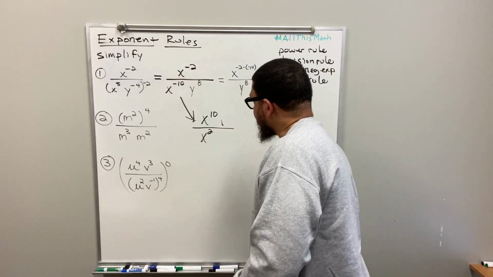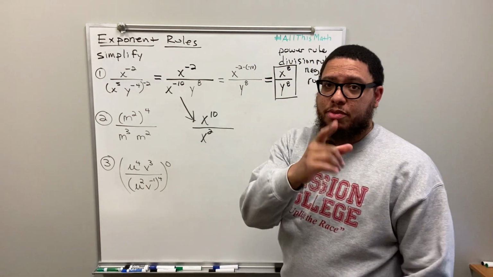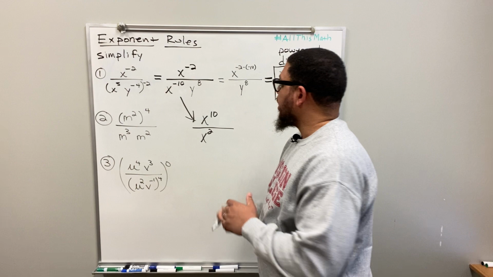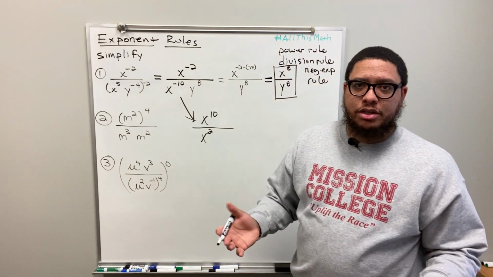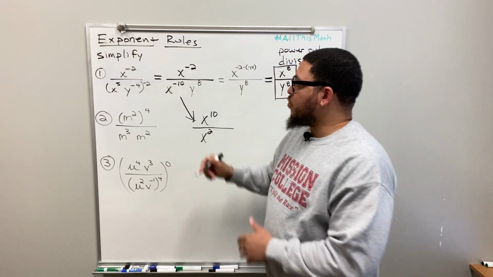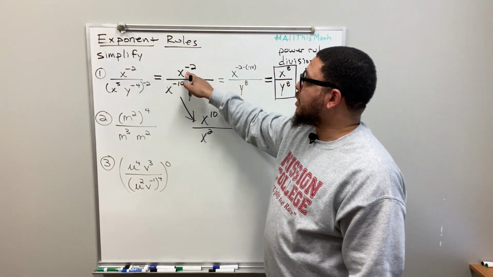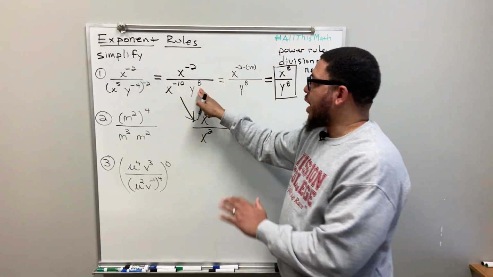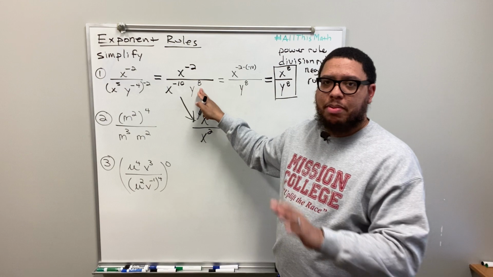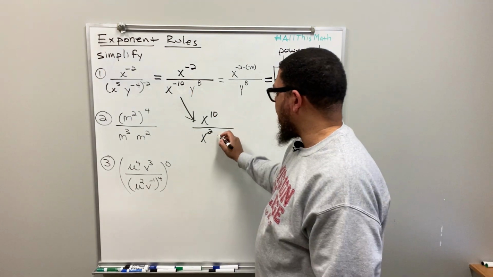Oh, my fault. That y to the 8th wasn't on top. And that's another mistake people make, though, right? I'm glad I did that. They just try to start moving everything. You don't move everything. You only move what had a negative exponent. This had a negative exponent, so it can move. This had a negative exponent, so it can move. This y was cool. This y had a positive exponent. If it's got a positive exponent, let it chill. Leave it there. It stays in the denominator.